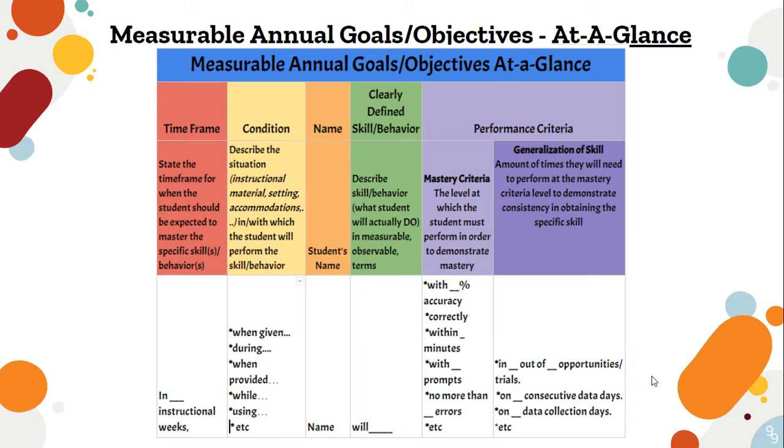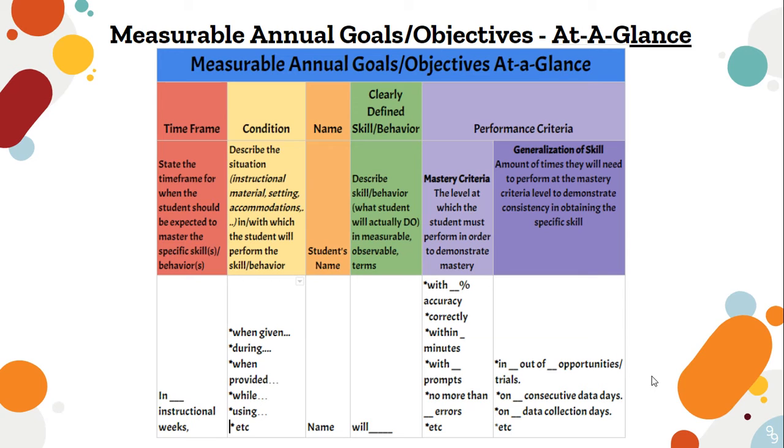The performance criteria states the mastery level that the student is expected to perform the skill or behavior. Without the criteria, the evaluator would never know if the student reached the expected level for the skill or behavior. For most goals and objectives, there will be two parts to the performance criteria: a mastery criteria and a generalization of skill requirement. The mastery criteria states the level the student needs to perform this skill, and the generalization of skill states how many times the student needs to perform the skill at that level to show mastery.